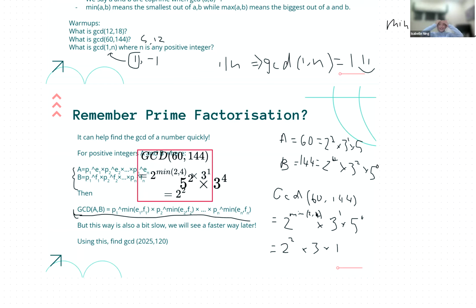Whoa, we got that in the previous bit as well. Times 5 to the power of what again? Oh, 0. My bad. Yeah.